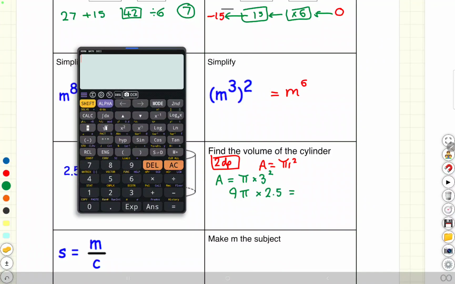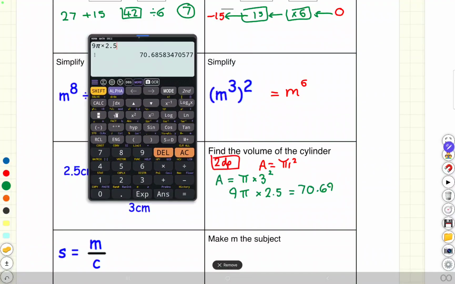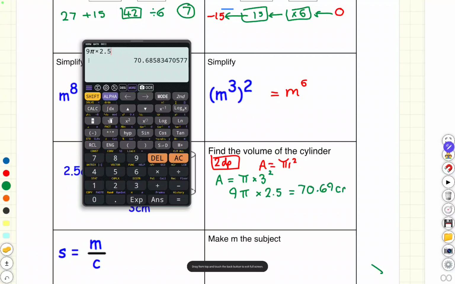So we've got 9, and then shift, and then the pi button, times by 2.5, and we get 70.6853. So that's 70.69, I beg your pardon. And what were the units? Was it centimetres? Yes, so it's going to be centimetres cubed.